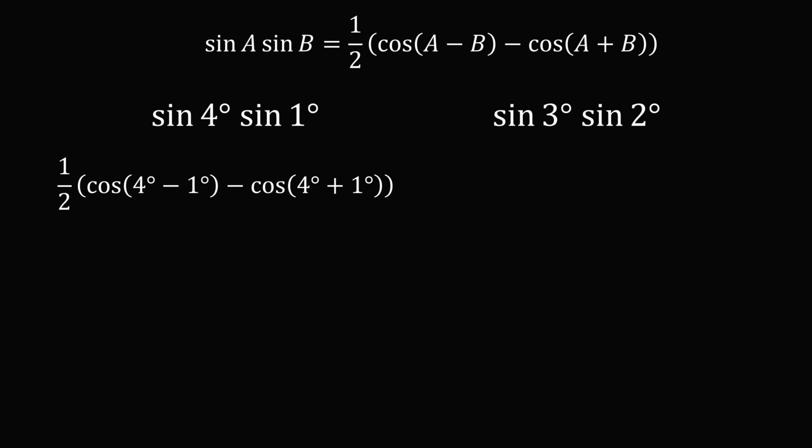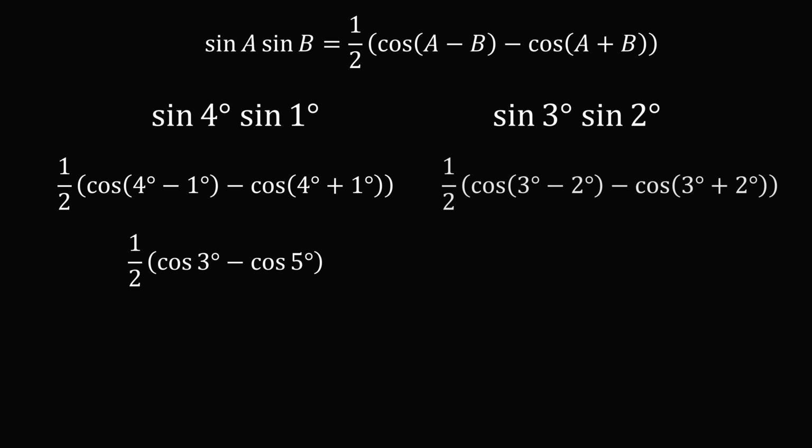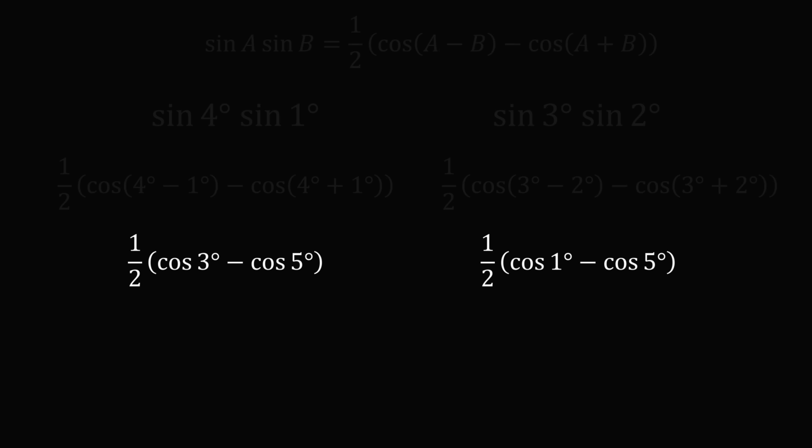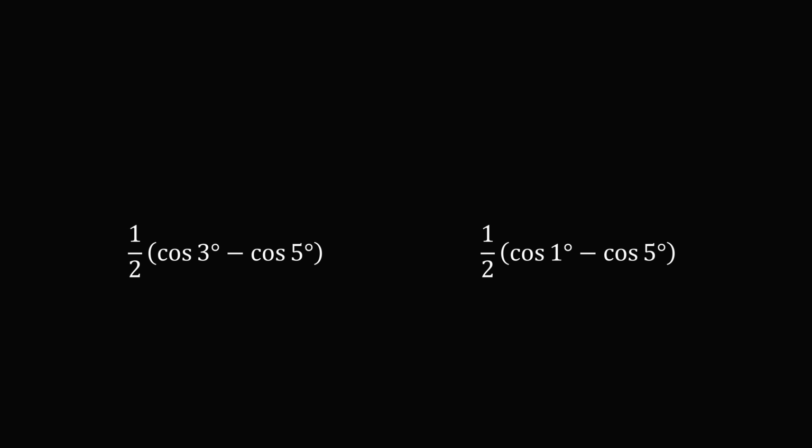Then 4 plus 1 is equal to 5, and 4 minus 1 is equal to 3. Now we can do the same thing on the other side. So here, A is equal to 3 degrees and B is equal to 2 degrees, so we substitute in. 3 minus 2 is equal to 1, and 3 plus 2 is equal to 5. So we've now reduced the problem to comparing these two quantities.